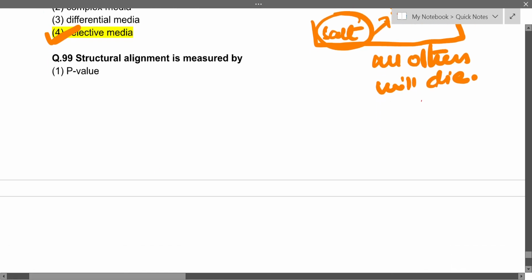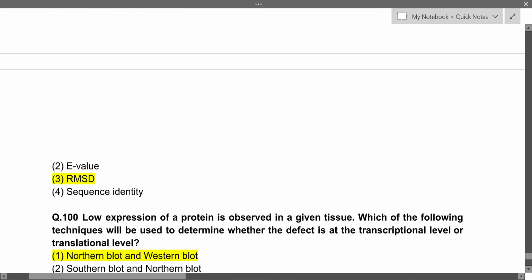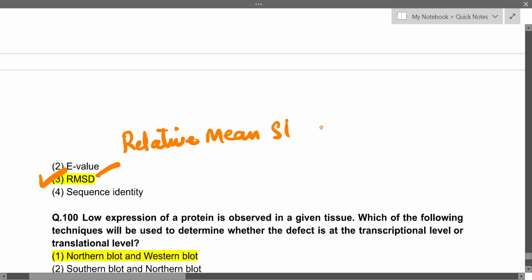Structural alignment is measured by RMSD. RMSD means root mean square deviation.